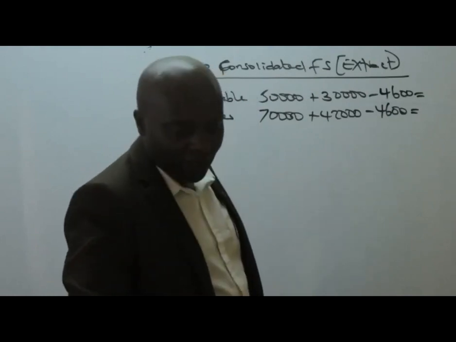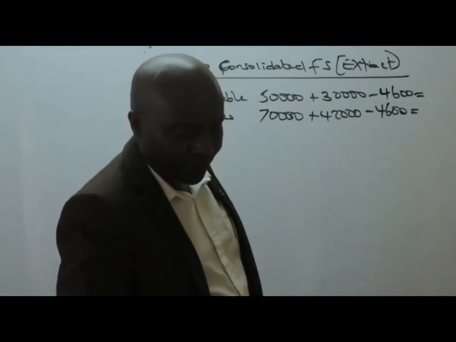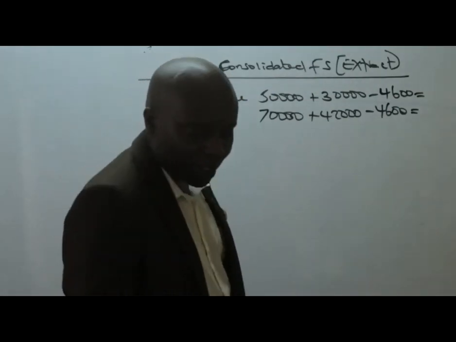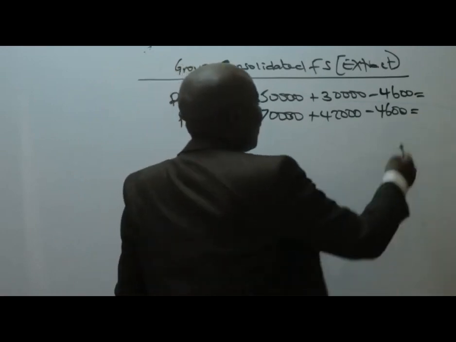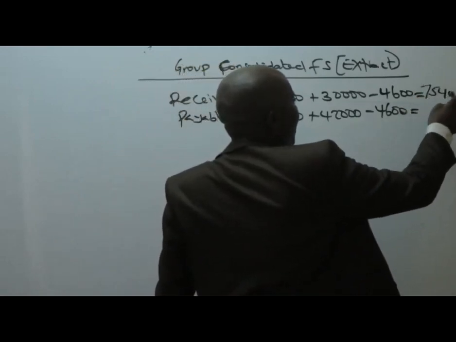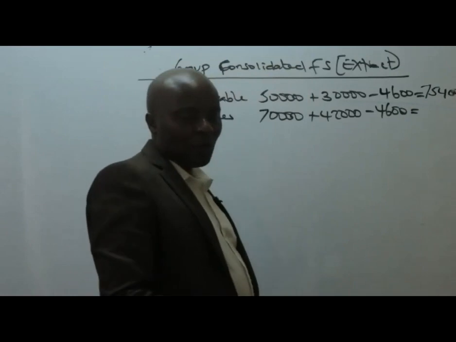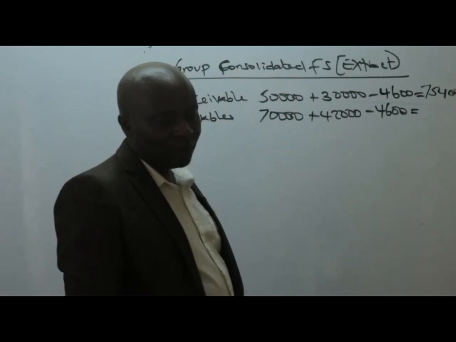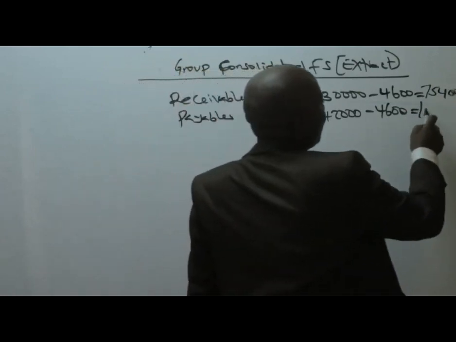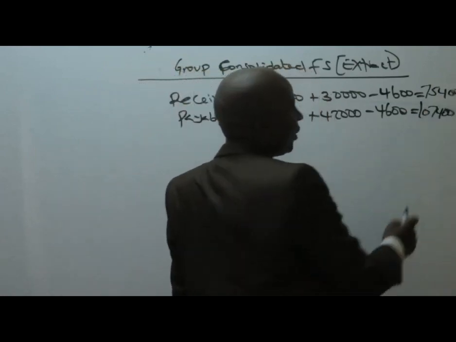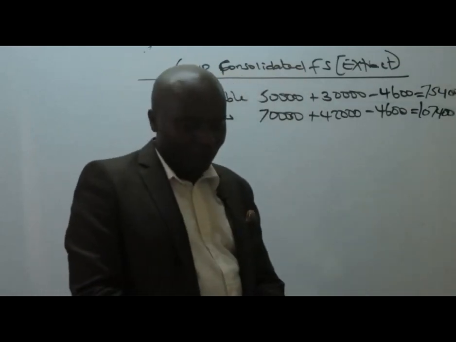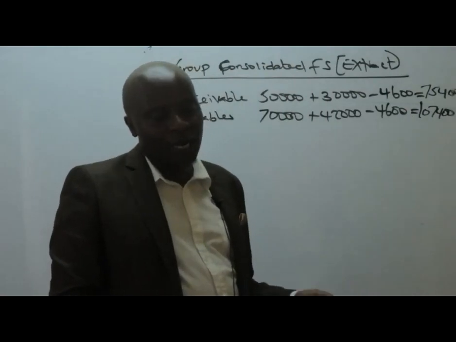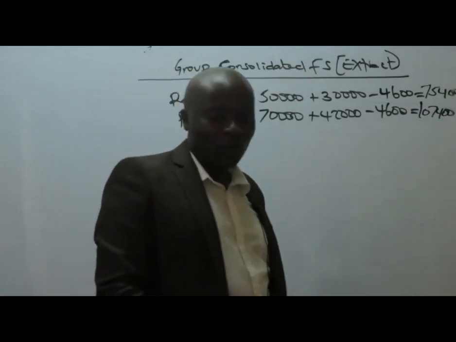I'm not seeing your chats. 75,400. So this is 75,400. How about the second one, which is payables? 107,400. 107,400. And remember, these are things you guys were able to get even before I taught you. You guys are geniuses.